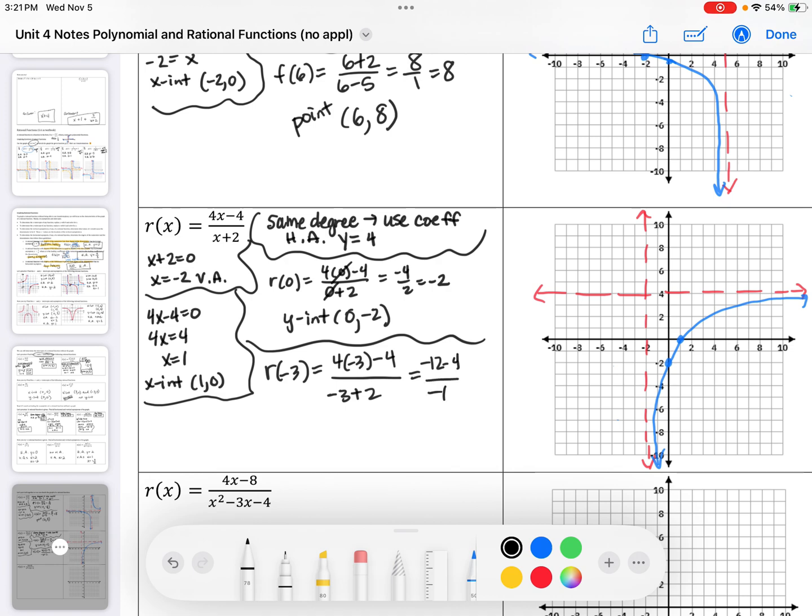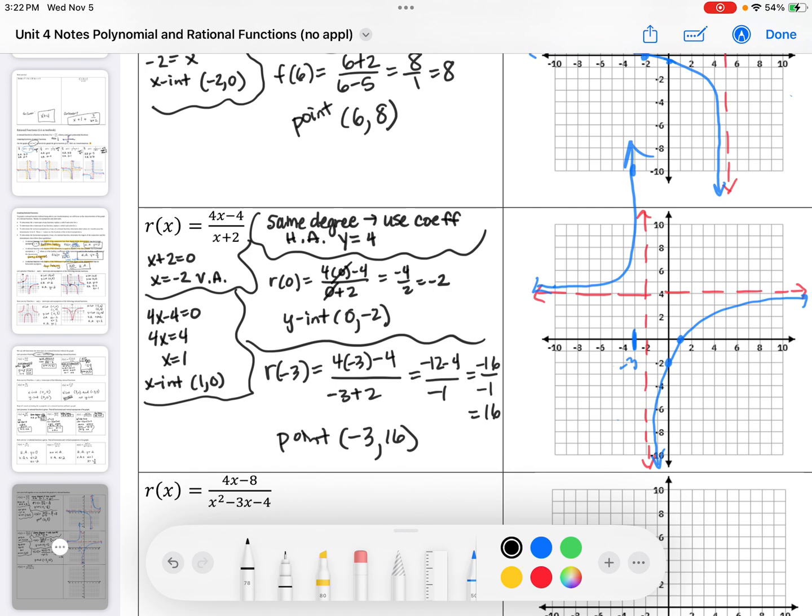-12 minus 4 over -1 is -16 over -1, which is +16. So we have a coordinate point when x is -3, y is +16. I think that's going to be off of our grid, isn't it? But when x is -3, here's -3 right here, y is 16, which would be way up here. So we can see that our other branch is going to be in this section. And we can go ahead and just do a rough sketch.